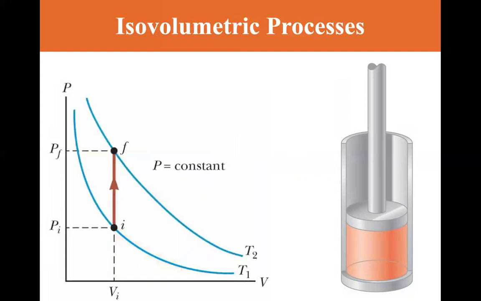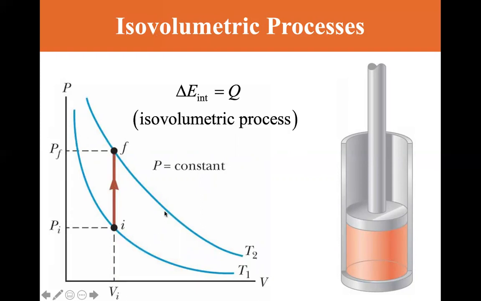Then we have an isovolumetric process. You can see that the volume doesn't change. Only the pressure changes. And not only does the pressure change, notice you have a T1 and a T2. So you have both a pressure change and a temperature change. So the change in internal energy is equal to Q, the heat added to the system.